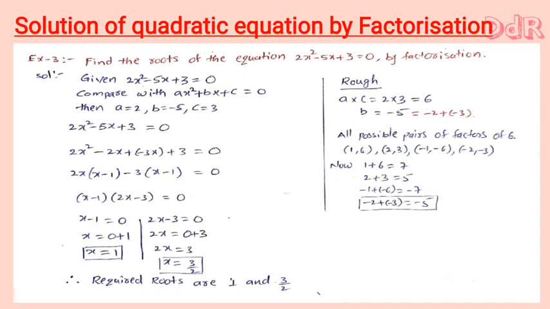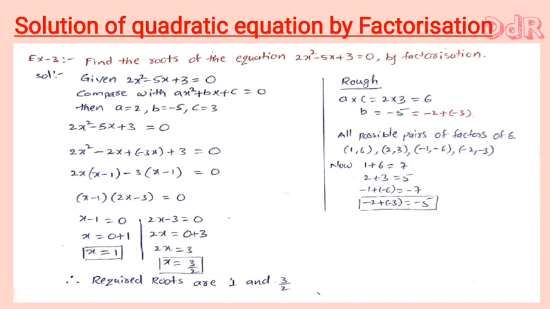So what happened here? x minus 1, x minus 1. Then we can take x minus 1 common: bracket of 2x minus 3 equals 0. Finally the quadratic equation is expressed as a product of two other polynomials. This is called the factorization method.